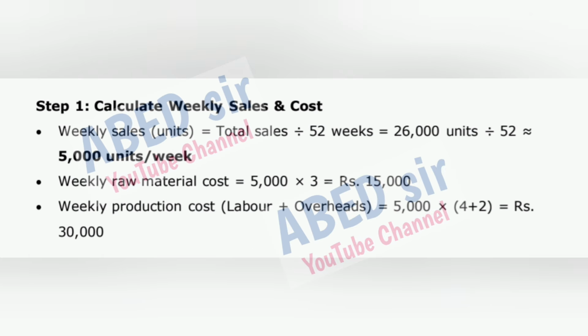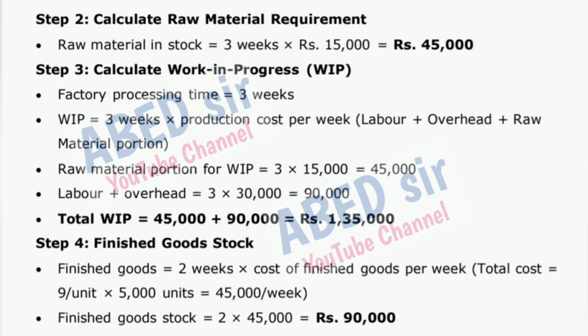Step 1. Calculate weekly sales and cost. Weekly sales units is equal to total sales divided by 52 weeks, which is equal to 26,000 units divided by 52, approximately 500 units per week. Weekly raw material cost is equal to 5,000 times 3 is equal to 15,000 rupees. Weekly production cost, labor plus overheads, is equal to 30,000 rupees. Step 2. Calculate raw material requirement. Raw material in stock is equal to 3 weeks times 15,000 rupees is equal to 45,000 rupees.